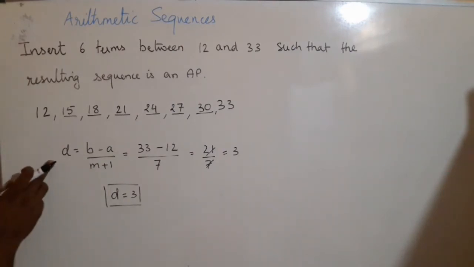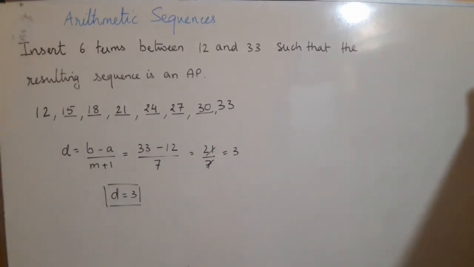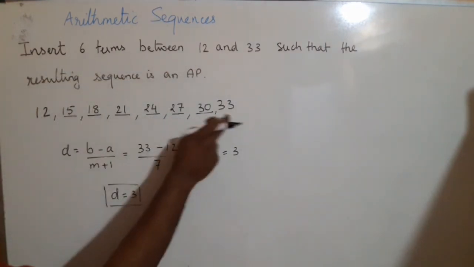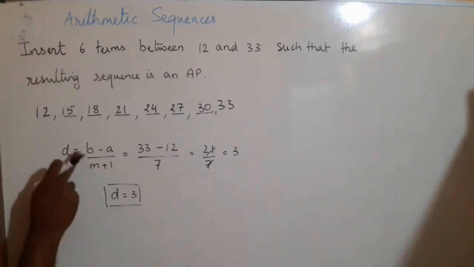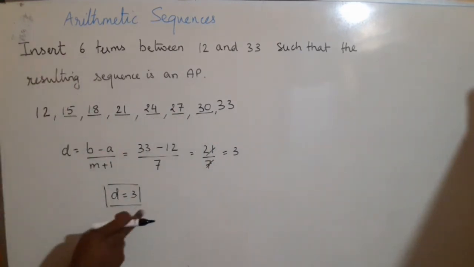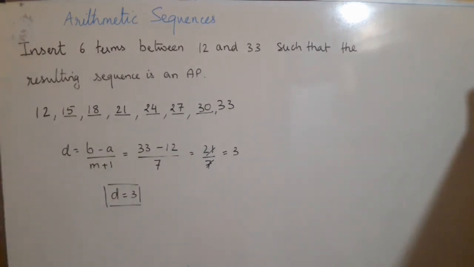So this is the different formula we use when we have to insert n terms between two given numbers to result in an AP. Again, we have to insert 6 terms between 12 and 33. That is, m is 6. We know b, we know a, we know m. Using the formula, we find out the difference. And then using the difference formula, we find out the AP.